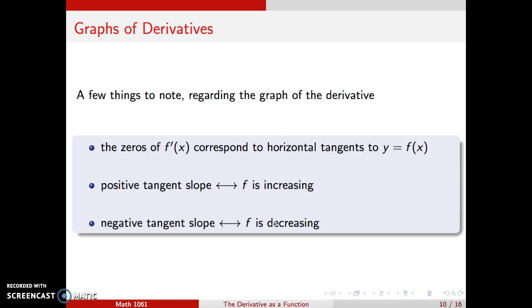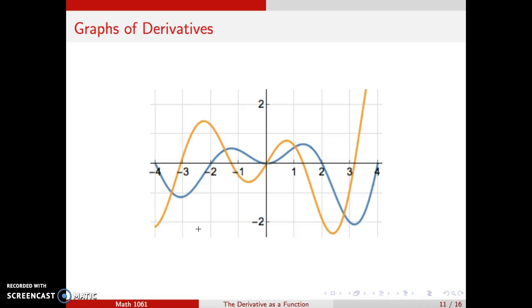A couple things to note quick as we get closer to wrapping this up. The zeros of f prime correspond to the horizontal tangents to the graph of y equals f of x. A positive tangent slope corresponds to f increasing. A negative tangent slope corresponds to f decreasing. When we look at this crazy graph here, what we've got in blue is the function. What we've got in orange is the derivative.